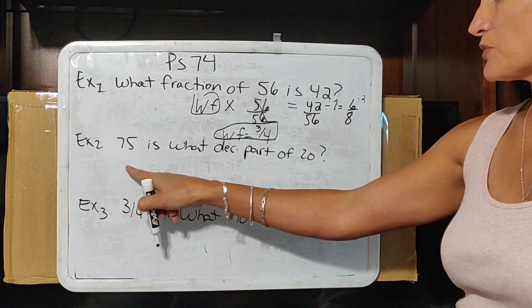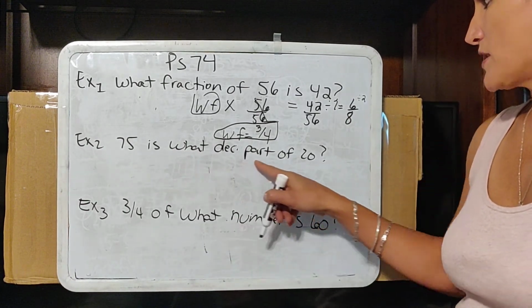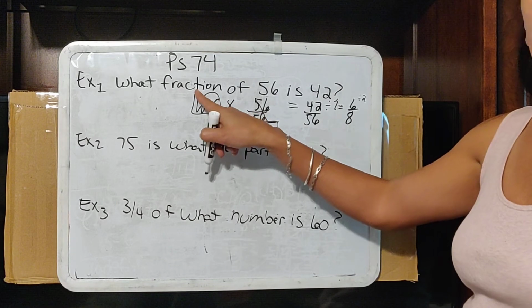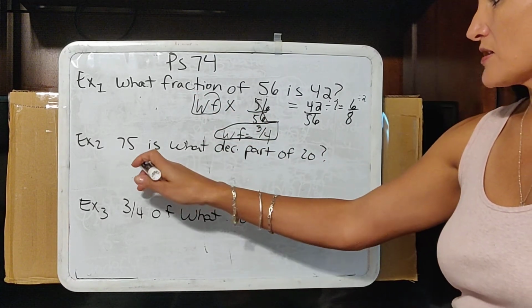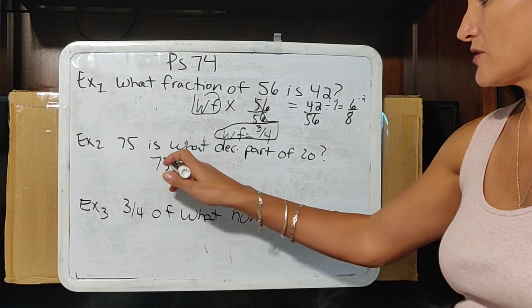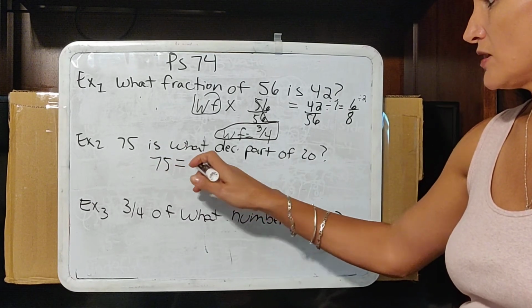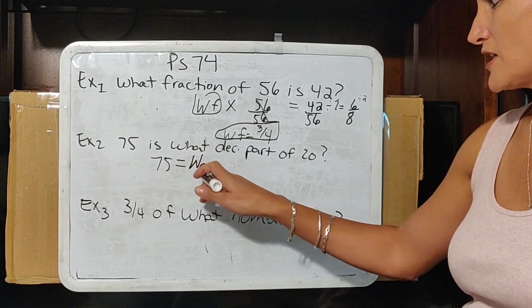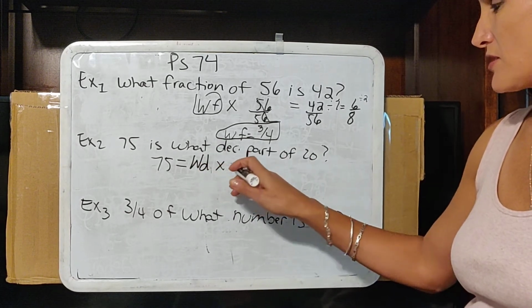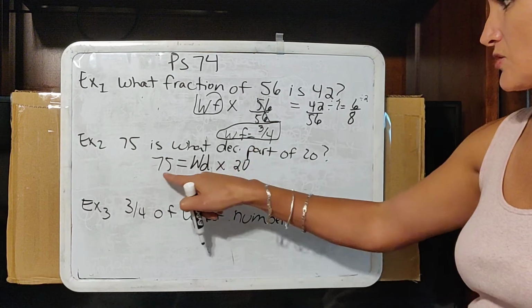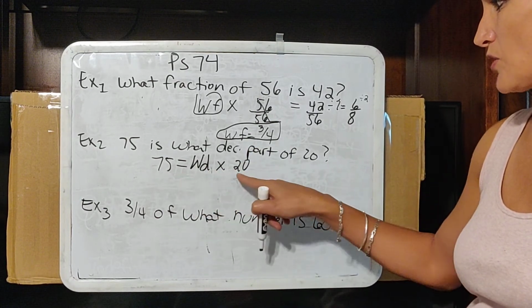Okay, in the next example, we have 75 is what decimal part of 20? In the first one, we were looking for a fraction. In the second one, we're looking for a decimal. So we're going to say 75 means equal. This time we're going to use WD for what decimal. And then we're going to say of means times 20. So 75 is what decimal part of 20.